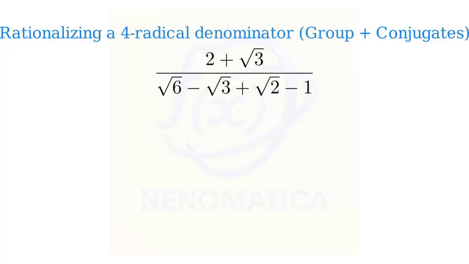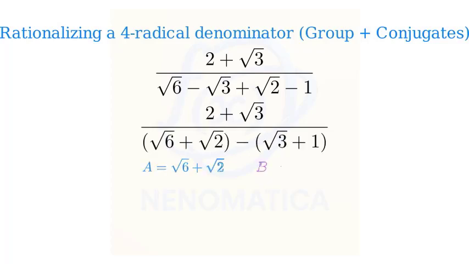First, group the 4 radicals into 2 sums to make a difference of 2 blocks. Step 1. Group the middle pair and the outer pair. We write the denominator as open bracket, square root 6 plus square root 2, close bracket, minus open bracket, square root 3 plus 1, close bracket. Now call the first bracket A and the second bracket B.